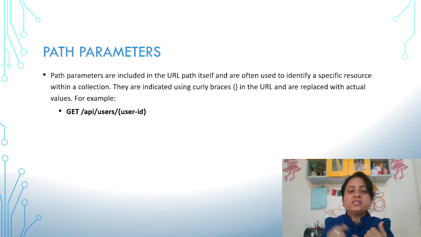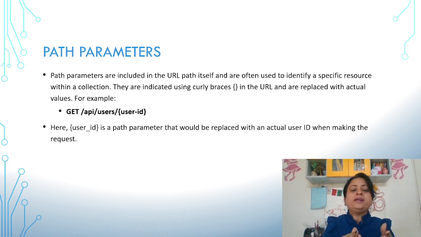Another difference, obviously, is the implementation, or how we use it. Here, user ID is the path parameter that would be replaced with an actual ID when you make the request. Like if I want to filter the user with ID 101, I'll say API slash user slash 101. So that would be my URL.